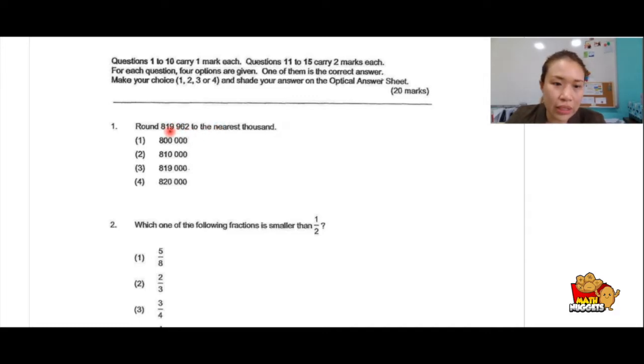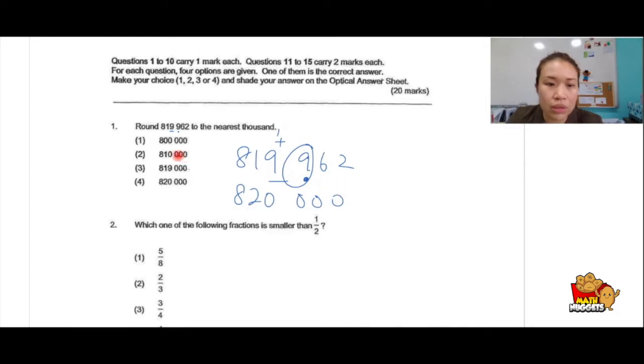So the thousands place will be this, and we will check the hundreds place. Let me just write it out. Thousands place is here. We check the hundreds place. So this is more than 5, therefore this plus 1. If we add 1, we have to regroup. So it becomes 820,000. So 820,000.